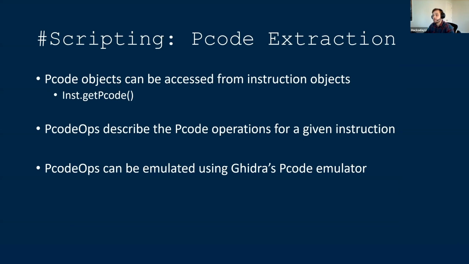And we talked about generating P-code. We talked about grabbing instructions. So yes, we can use this flat program API to get the P-code for the instruction. And these P-code ops, this object that is returned, provide the P-code operations for the given instruction and kind of describe what's happening. And then the really interesting thing is you can take these P-code ops and actually emulate them using Ghidra's P-code emulator. That's a super powerful tool that Ghidra has, an emulator for that underlying P-code.